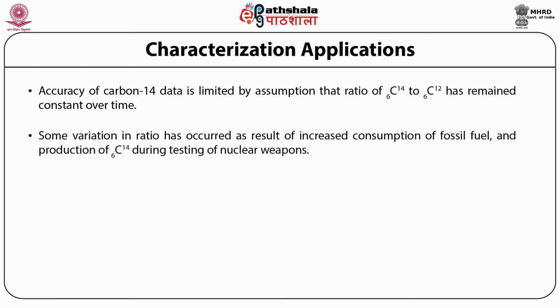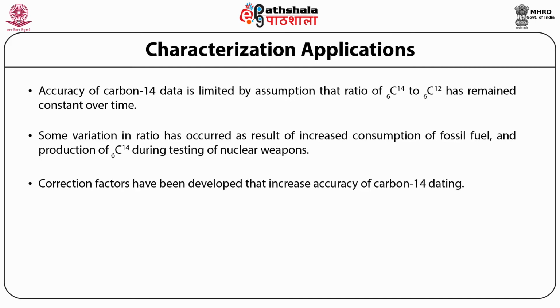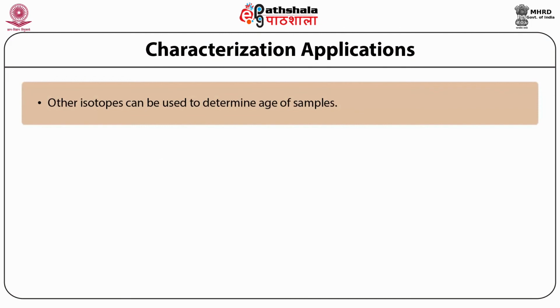Some variation in the ratio has occurred as a result of the increased consumption of fossil fuel and the production of 6C14 during testing of nuclear weapons. Correction factors have been developed that increase the accuracy of carbon-14 dating. Other isotopes can be used to determine the age of samples.